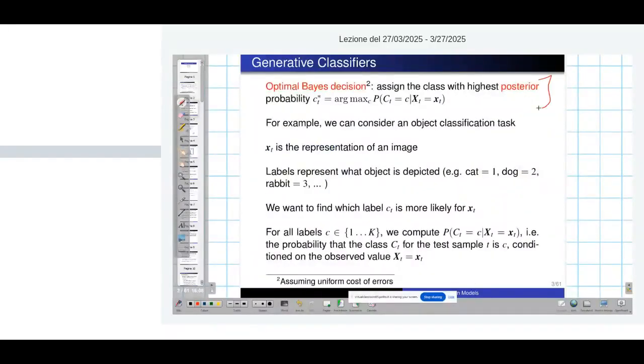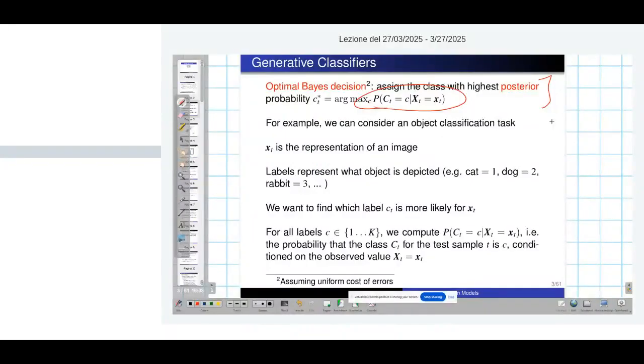Now, we will prove this later under some assumptions, but it's, I hope, intuitive that if we want to classify a sample as belonging to a class, and we have a model that predicts the probability of the class given the sample, then it's reasonable to take as class for the sample the one that has maximum probability.